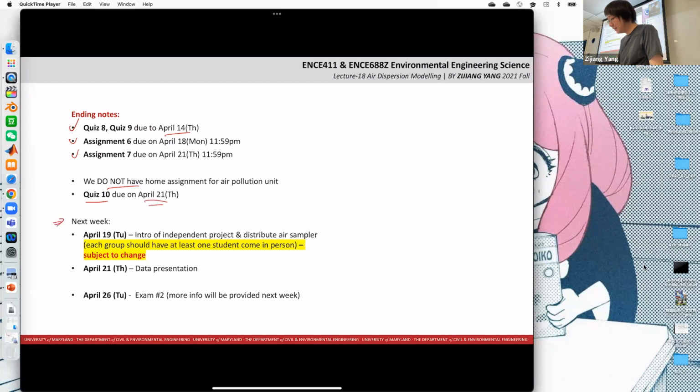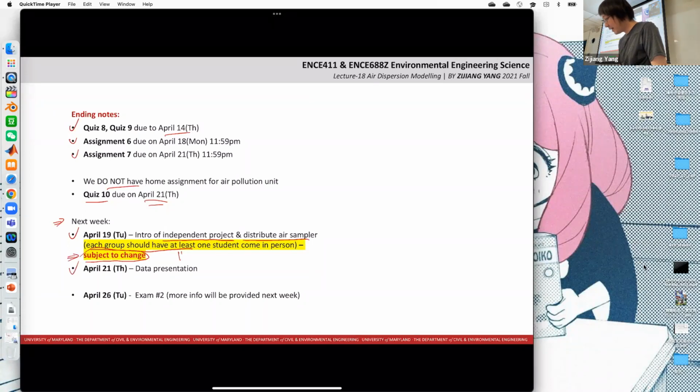And for next Tuesday, my current plan is to do some introductions of the independent projects. I also plan to distribute the air samplers. For the independent projects, each group will have an air sampler. So on next Tuesday, each group should have at least one student come to this class in person so that I can distribute the sampler. But I will also discuss with Maria how many samplers we have, so this may be subject to change. If there are any changes, I will send an announcement.